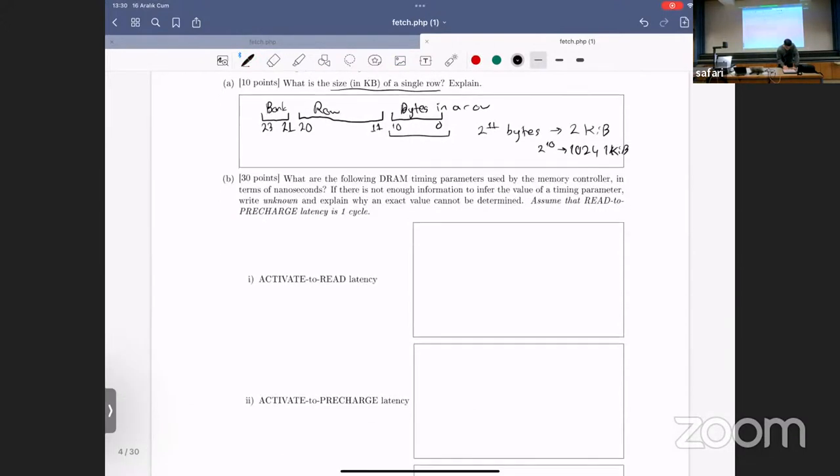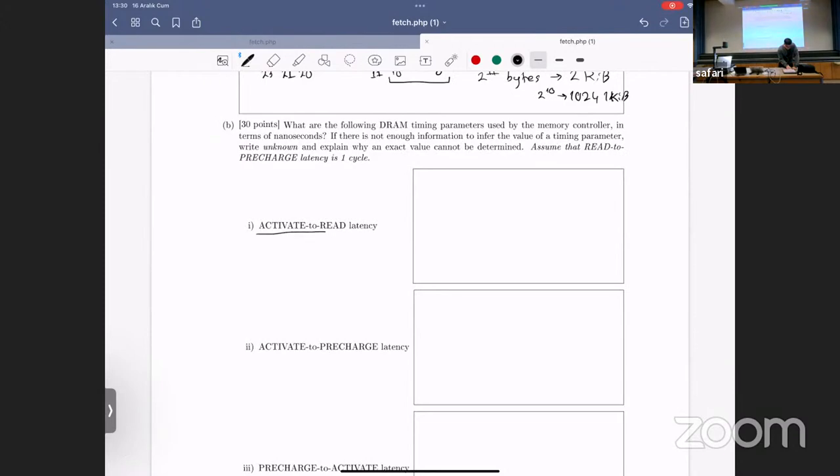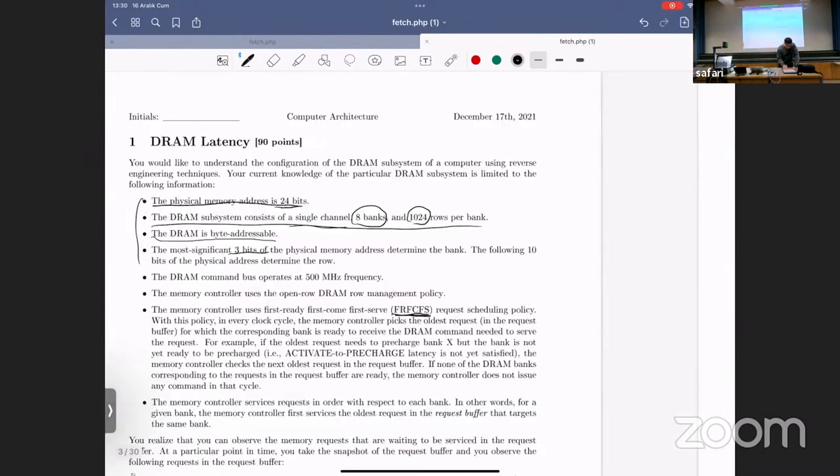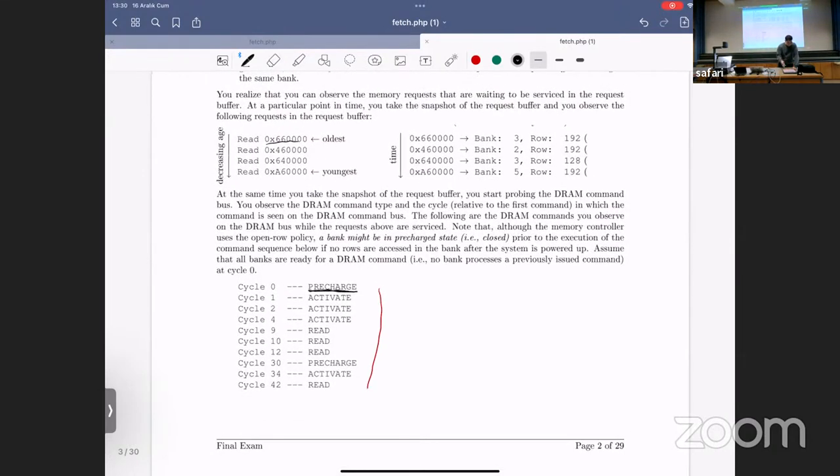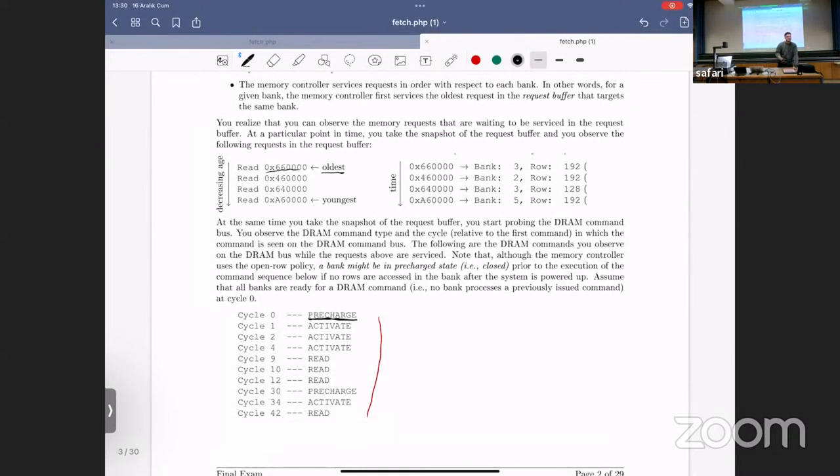And then basically what we do is let's look at the activate to read latency. So the first cycle, we execute a precharge command. This has to be executed by the memory controller to serve the oldest request. And the reason for that is, again, we prioritize older requests. And we know that at the beginning of this timeline, assume that all banks are ready for a DRAM command.